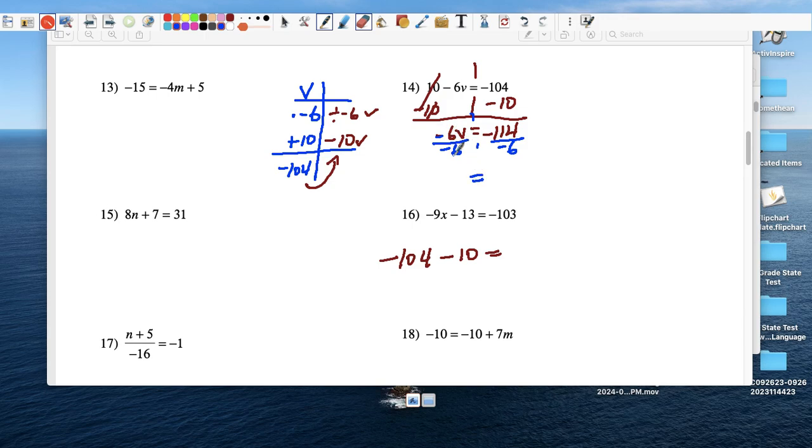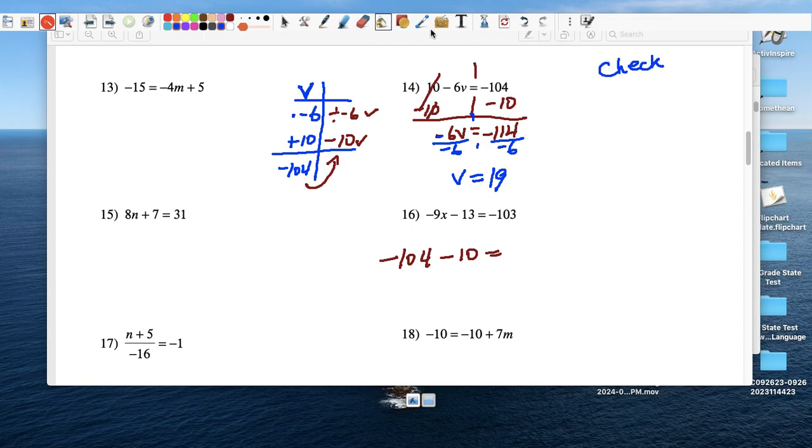-6 divided by -6 is 1, and I end up with 1v, a positive v. And -114 divided by -6, well, it's a negative divided by negative first of all, right? So that's going to give me a positive. And 114 divided by 6 is 19. So the number I started with, my mystery number, v, is 19. Let's do a check.